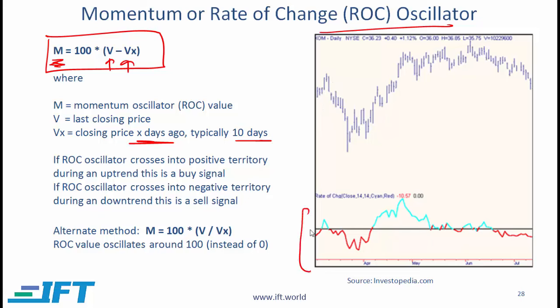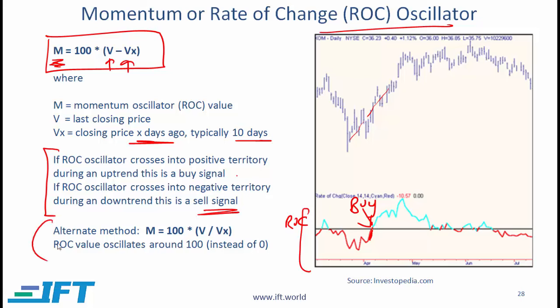And at the bottom, we have our ROC indicator. This is perhaps the most important statement over here. If the ROC crosses into positive territory during an uptrend, this is a buy signal. So notice over here we have an uptrend, and during this uptrend we have the ROC indicator which is crossing from negative territory into positive territory. So this would be a buy signal. If the ROC oscillator crosses into negative territory during a downtrend, this is a sell signal.